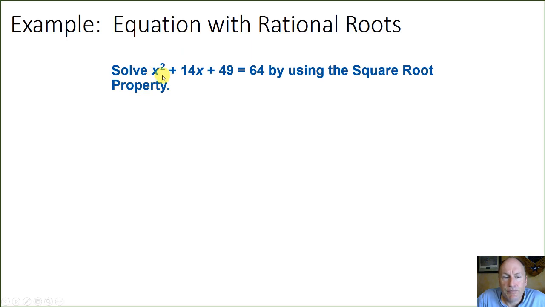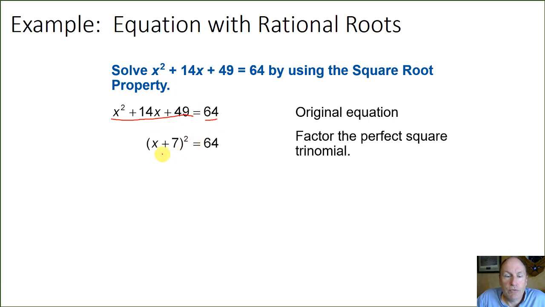Let's take an example. x squared plus 14x plus 49 equals 64. And we want to solve that using the square root property. On the left side is a perfect square because we have 7 squared, and so 7 plus 7 is 14. And then on the right hand side, we also have a perfect square. So we are going to factor the perfect trinomial. We're going to factor this trinomial here. And when we do, we get x plus 7, the quantity squared.